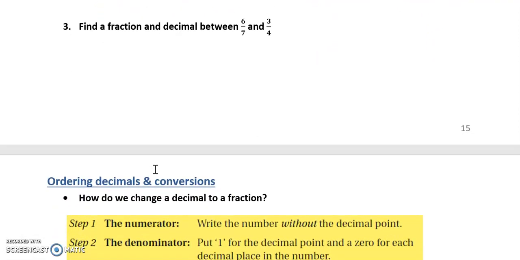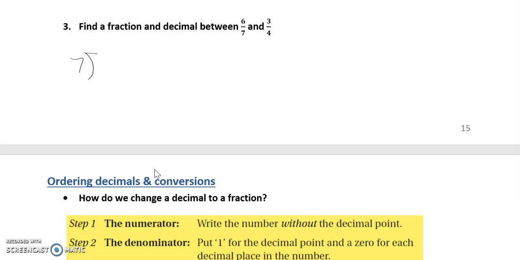Find a fraction and decimal between 6/7 and 3/4. Okay, this one's a little bit more tricky. The best way to do it is to think about the whole. Okay, so 6/7, well 7/7 would be 1, and 3/4, 4/4 would be 1. You could also figure out the decimals.